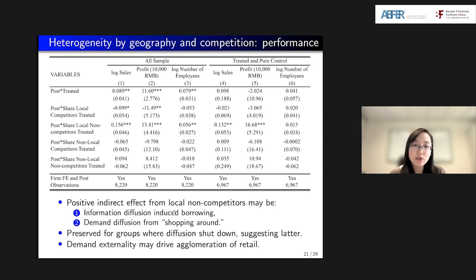And in order to test which story is driving this positive indirect effect from non-competitors, in columns 4 to 6, we restrict the sample to the treated firms, because there's no information diffusion effects on those firms. But even among this subsample, we still see a big and positive significant indirect effect from local non-competitors. So this suggests that this demand diffusion mechanism might be driving the positive indirect effect from non-competitors.